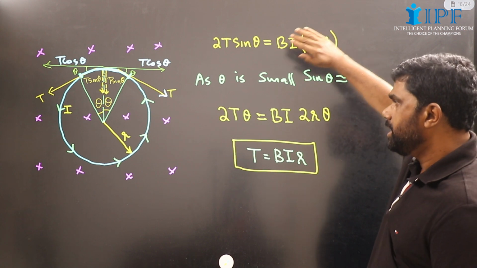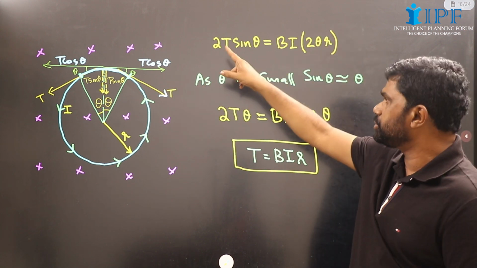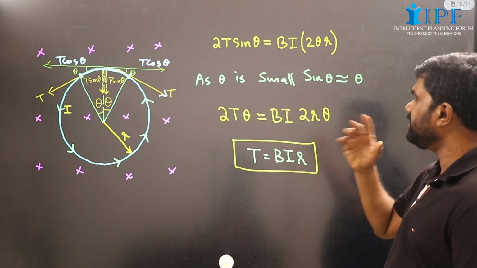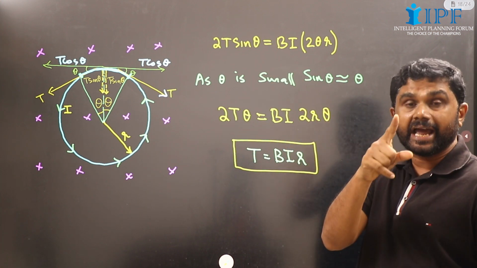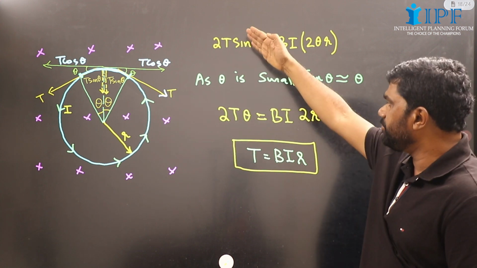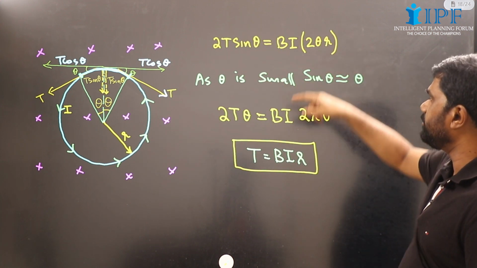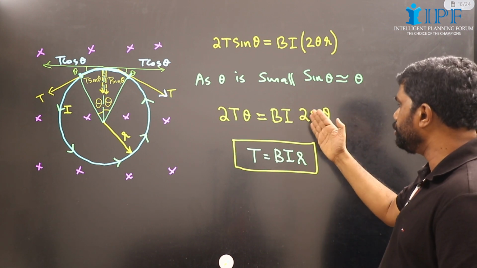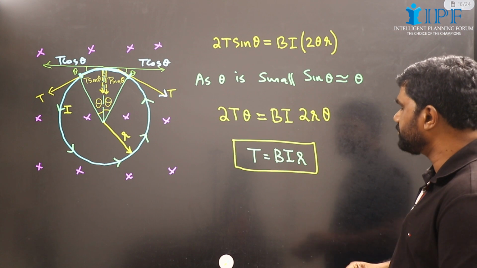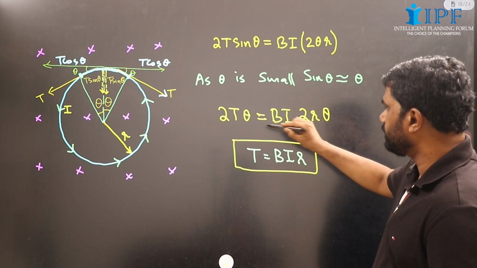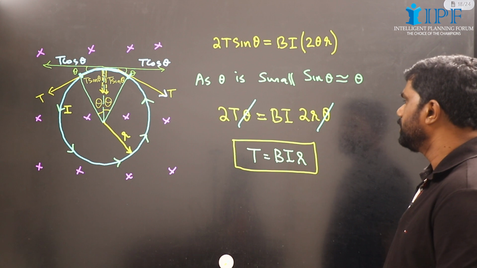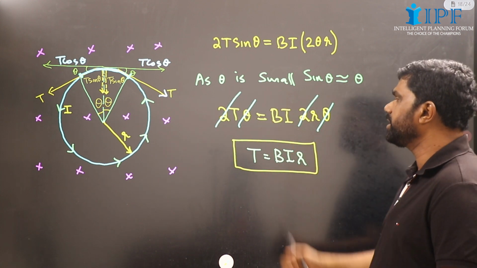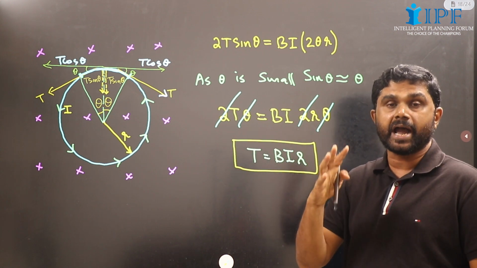The resultant force acting towards the center is T sin theta plus T sin theta, that is 2T sin theta. When theta is very small, sin theta can be replaced by theta. So on the left side we get 2T theta, and on the right side we get BI into 2R theta. We have theta on both sides, that can be cancelled, and 2 on both sides also can be cancelled, so we get the tension in the loop as BIR.